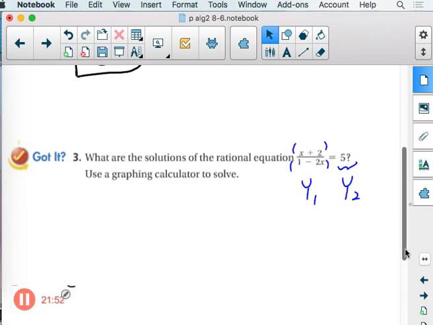What do you think about our window? Anything we should change? Something I have to change. What do I have to change? Yeah, I have to be able to see 5. And maybe we'll just go to 7. It's all reals.